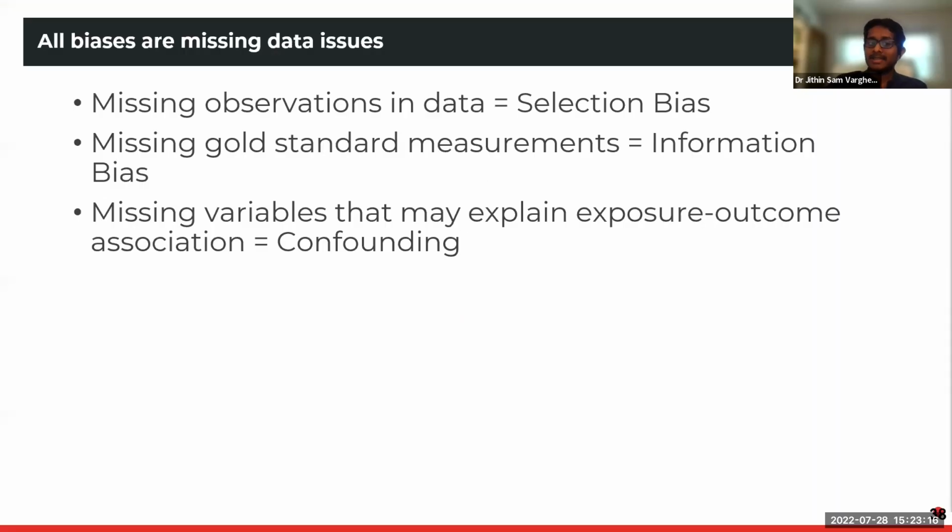And all biases are missing data issues. They can be missing data in observations, which is selection bias. They can be missing gold standard measurements, which is information bias. Or they can be missing variables that may explain the exposure outcome association, which is confounding.